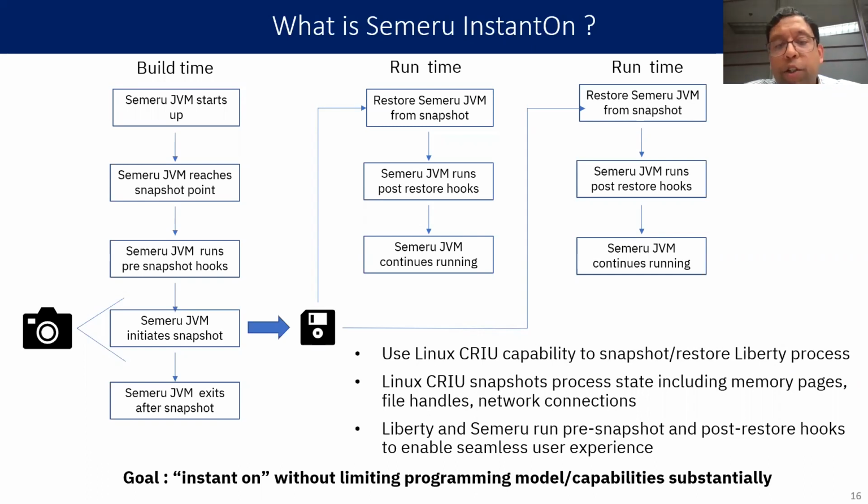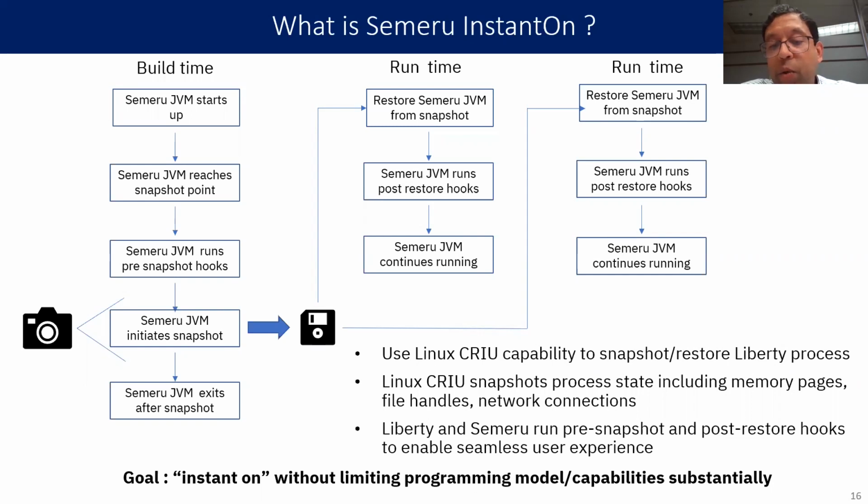So what this technology builds on is this Linux CRIU capability to snapshot and restore a process. And this is a well-known capability out there that basically snapshots the process state, including the memory pages that are in use, file handles, network connections, etc., captures the overall state of the process and writes it out into what it calls CRIU snapshot image files. And then you can invoke CRIU to restore from those snapshot image files, and the process comes back to life and continues on from where you left off.